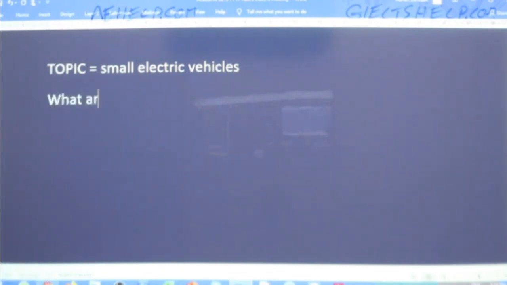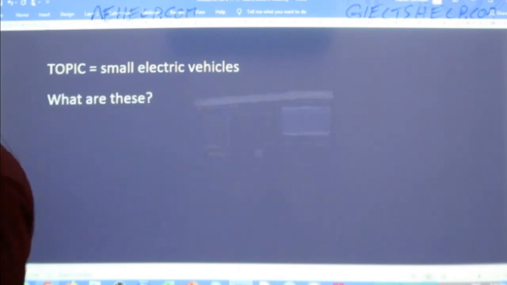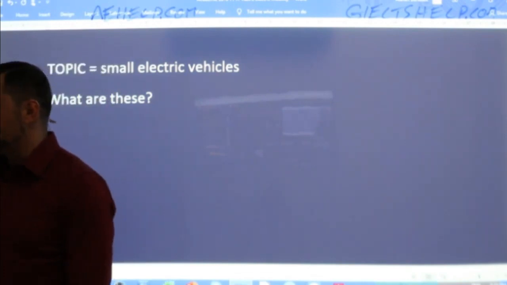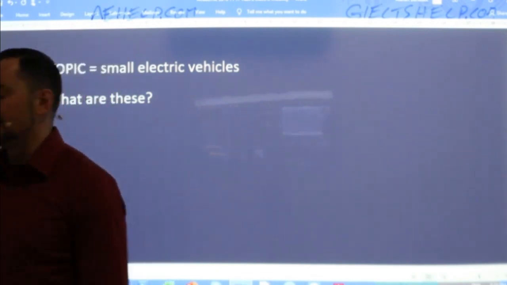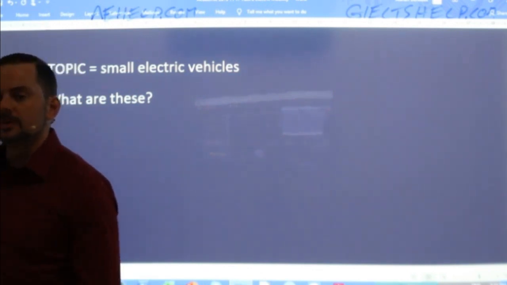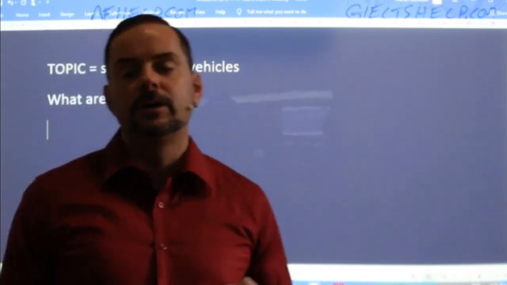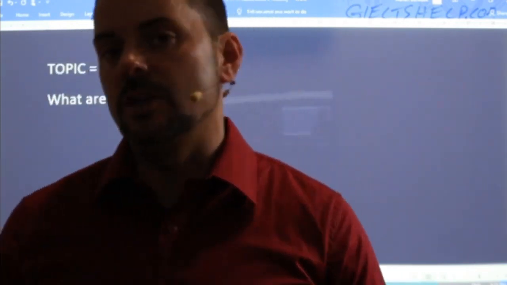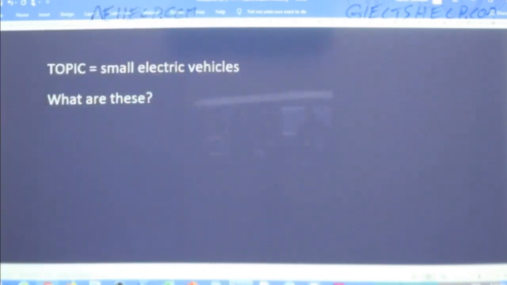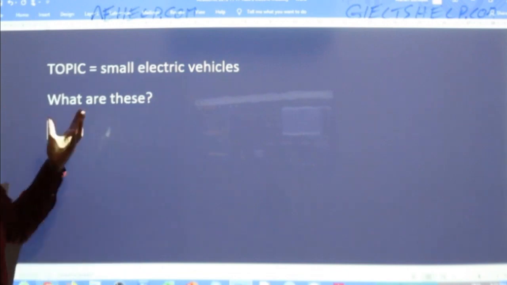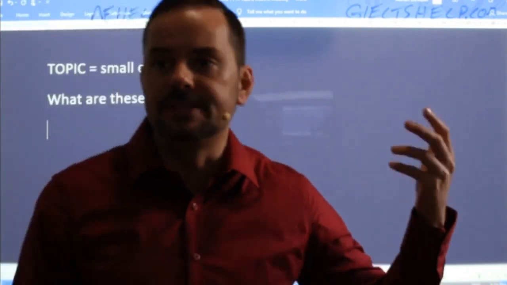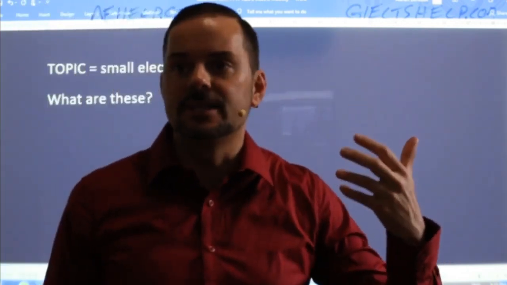What are these? So what is a small electric vehicle? Okay. Let's go through the what, why, how here. Nice and carefully. Again, you need to practice this what, why, how for the topic so that your brain can come up with clear, precise ideas so that you can write fast and clear. Okay? So the topic, it's small electric vehicles. What are these? What are they? Can anybody tell me in one simple sentence?